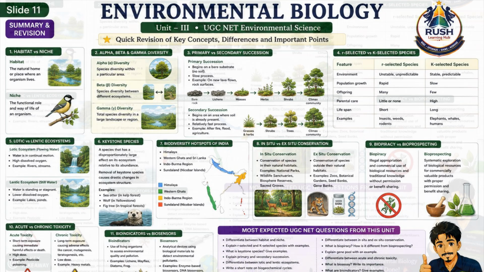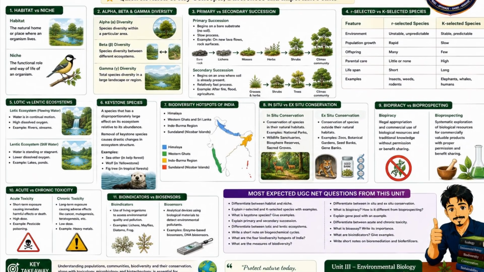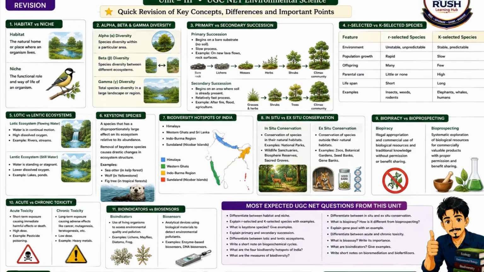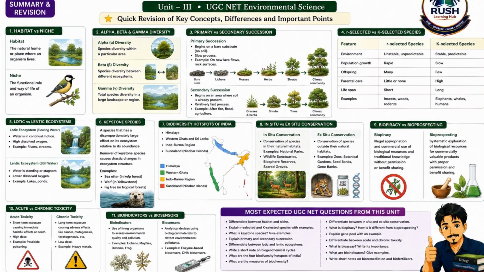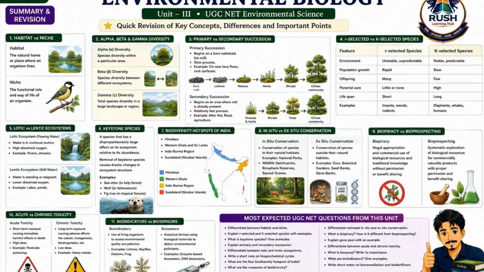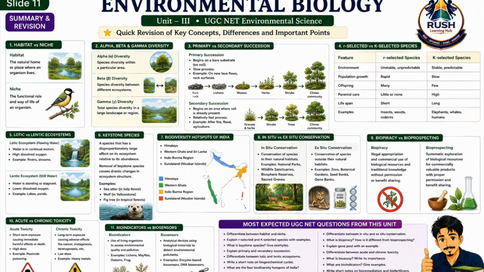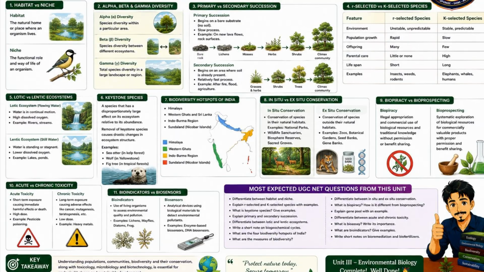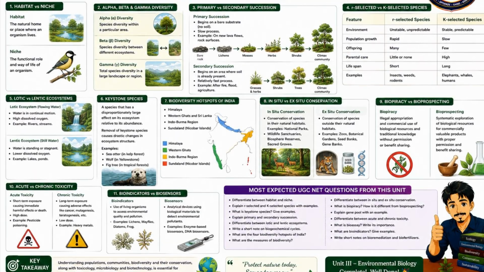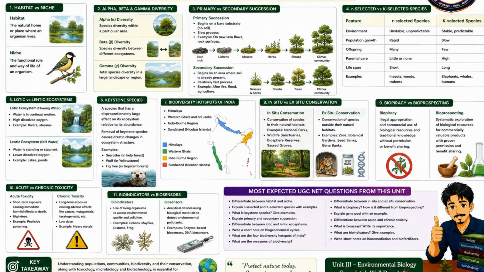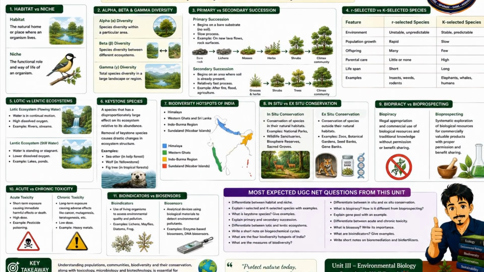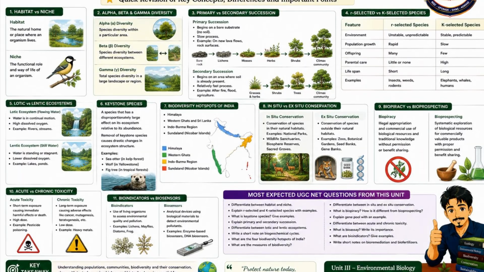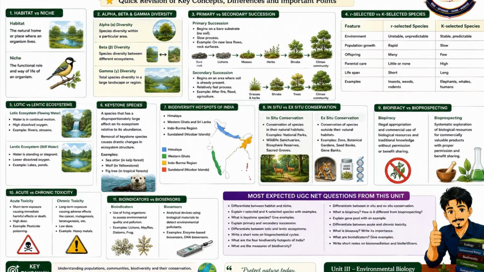Now, the distinction between lotic and lentic ecosystems is also important. Lotic ecosystems consist of flowing water bodies, such as rivers and streams, while lentic ecosystems include stagnant water bodies, such as lakes and ponds. Keystone species are species that exert a disproportionately large influence on ecosystem structure and stability relative to their abundance. Their removal may significantly alter community composition and ecological functioning.